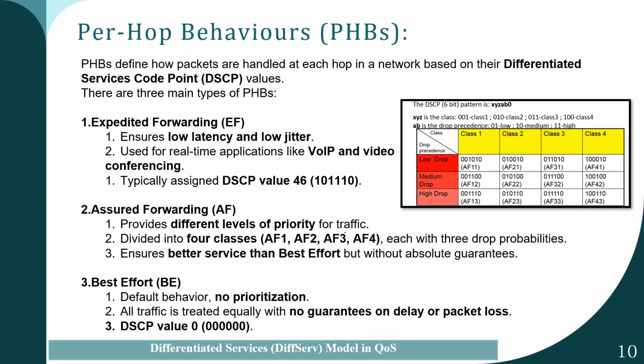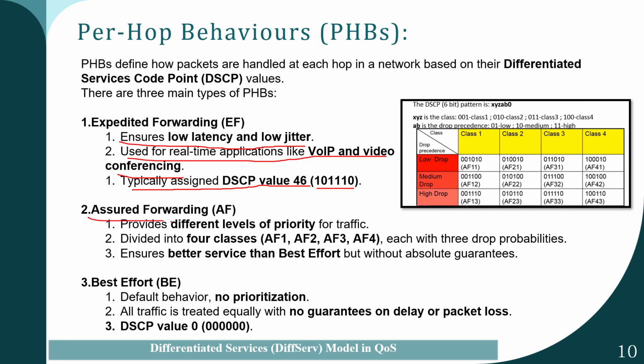The per hop behavior. Per hop behavior defines how packets are handled at each hop in the network based on the differentiated service code point value. There are mainly three PHBs. First one is EF, second one is AF, and third one is BE. EF stands for expedited forwarding, ensures low latency and low jitter, used for real-time applications like VoIP and video conferencing, and is typically assigned a DSCP value of 46, which is 101110.